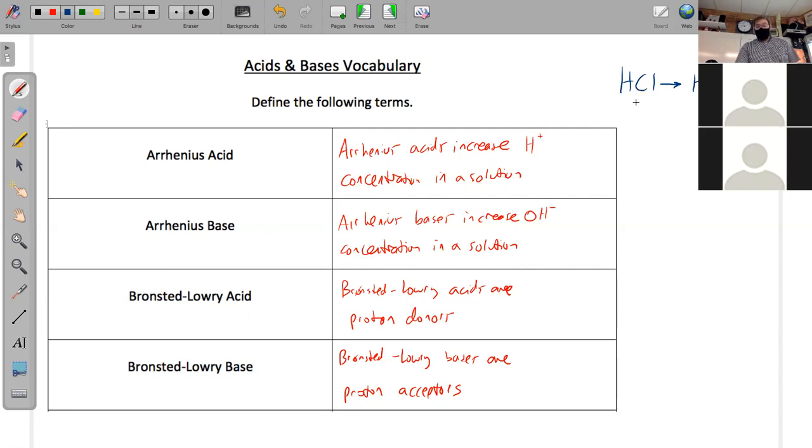So acids in solution increase the amount of hydrogen ions that are present in the water. One way to define an Arrhenius acid is that you've got some kind of compound that dissociates into hydrogen and some other kind of anion, where a base is something like sodium hydroxide, which dissociates into sodium ions and hydroxide ions. So Arrhenius acids are defined as acids that increase the concentration of hydrogen in solution. Arrhenius bases increase the amount of hydroxide in solution.